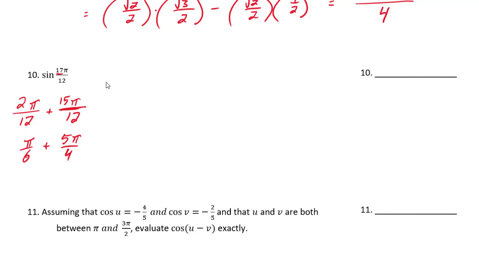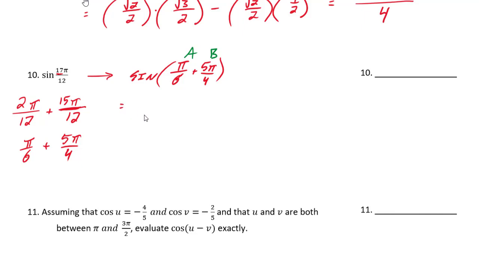So at this point, I have the ability to rewrite this as sine of pi sixths plus 5 pi fourths, since I just showed that was the same as 17 pi twelfths. But now I can think of it as two angles being added together, and I've got my A and B identified, so I can just follow the formula.